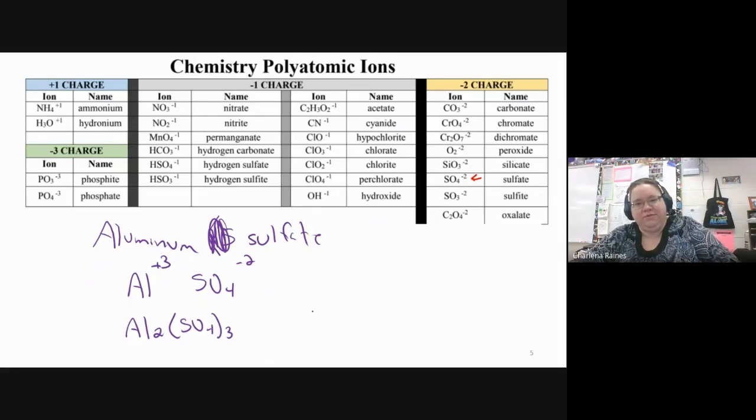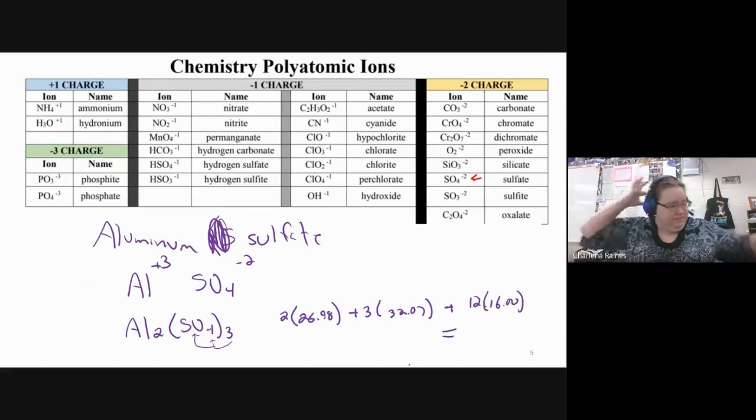So when I go to find its molar mass, I've got 2 aluminums, each weighing 26.98, plus, remember, that number multiplies everything inside. So 3 sulfurs, each at 32.07, plus my 12 oxygens. And since I'm just making this up off the cuff, I don't know the mass off the top of my head. So handy dandy calculator.